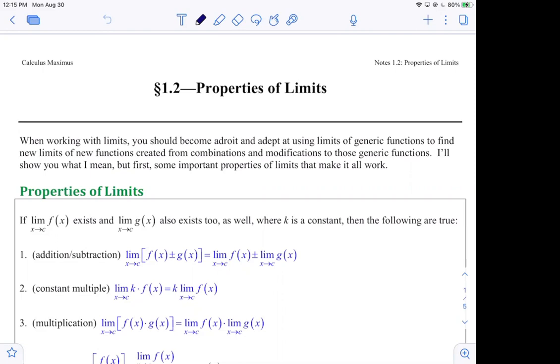I'm trying to put all the important theorems and stuff in green, and then the mathematical content in blue, but we'll see how that works out.